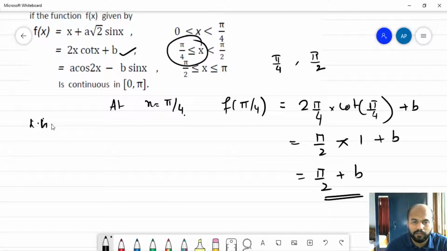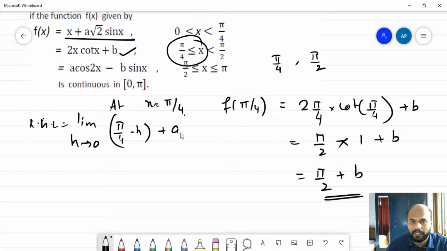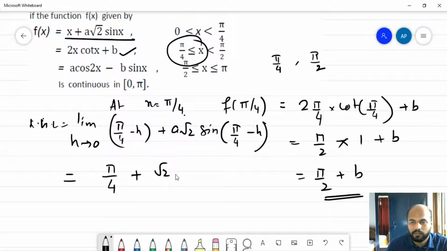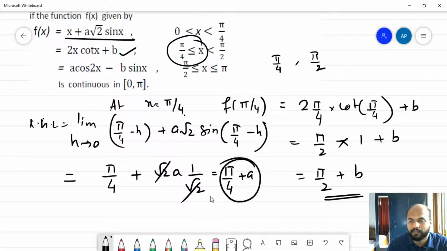So LHL is going to be limit h tending to 0. We are going to take, in place of x, pi by 4 minus h, and at this point we are going to consider a sine of pi by 4 minus h. Now if I put h tending to 0, what we get is pi by 4 plus root 2 a sine of pi by 4, that is 1 by root 2. So overall what we get is pi by 4 plus a. Now LHL is this. Let's see what RHL is.